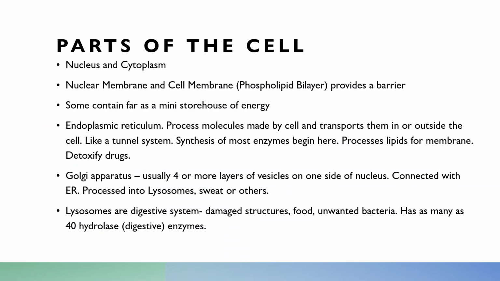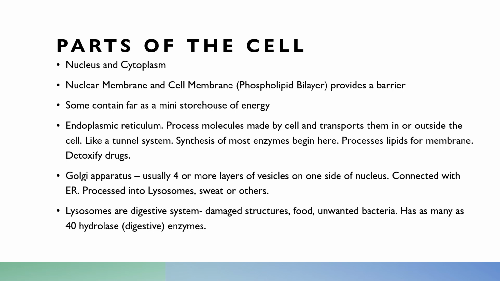So there are two main parts of the cell. One is the nucleus, which is the center, and outside the nucleus is called the cytoplasm. The nucleus and the cell itself have a membrane. The cell membrane is called a phospholipid bilayer. So it's a layer of fat.